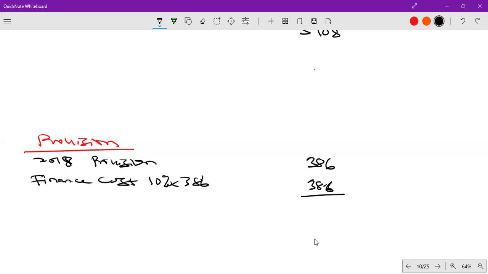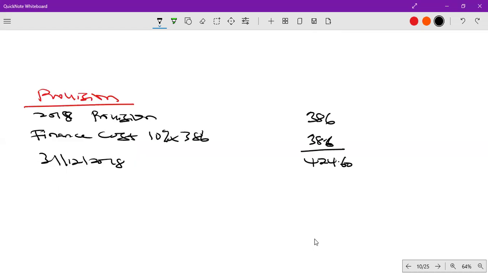So what will be the carrying amount of this provision at the end of the first year, 2018? This plus this. 424.6. 424.60. So this is as at 31st December 2018. So we'll go for 2019.